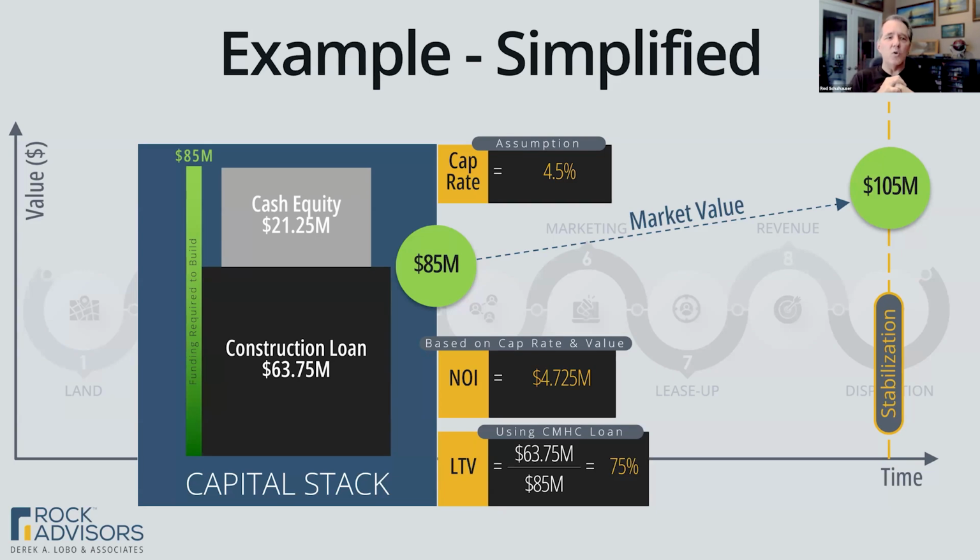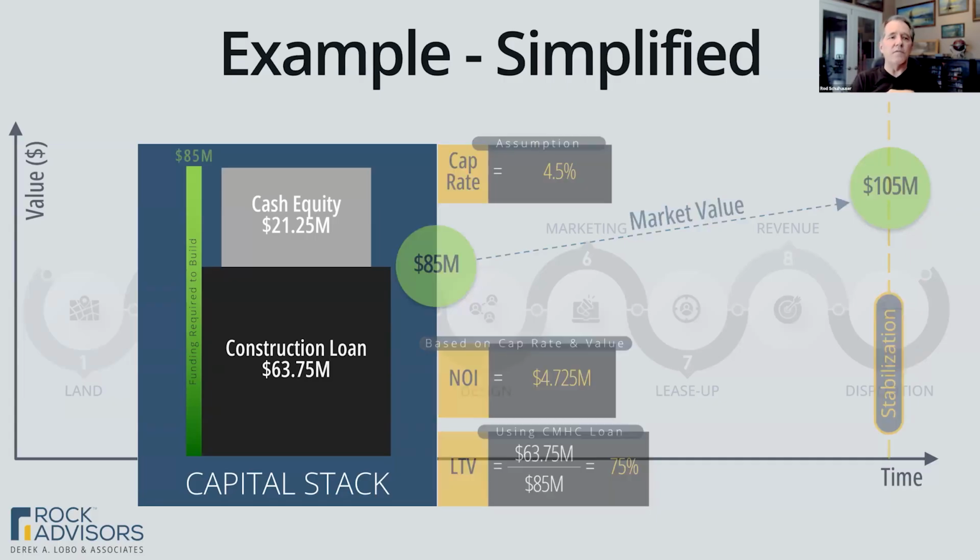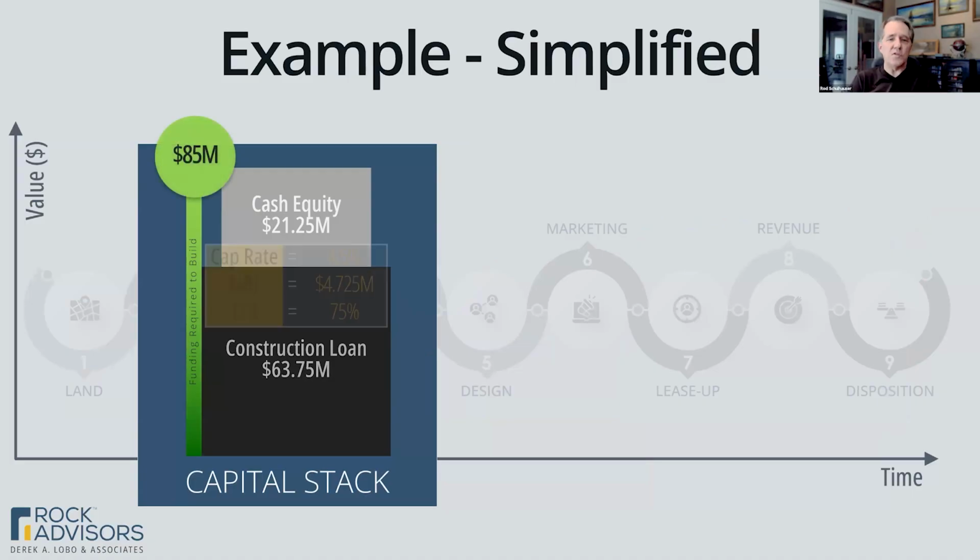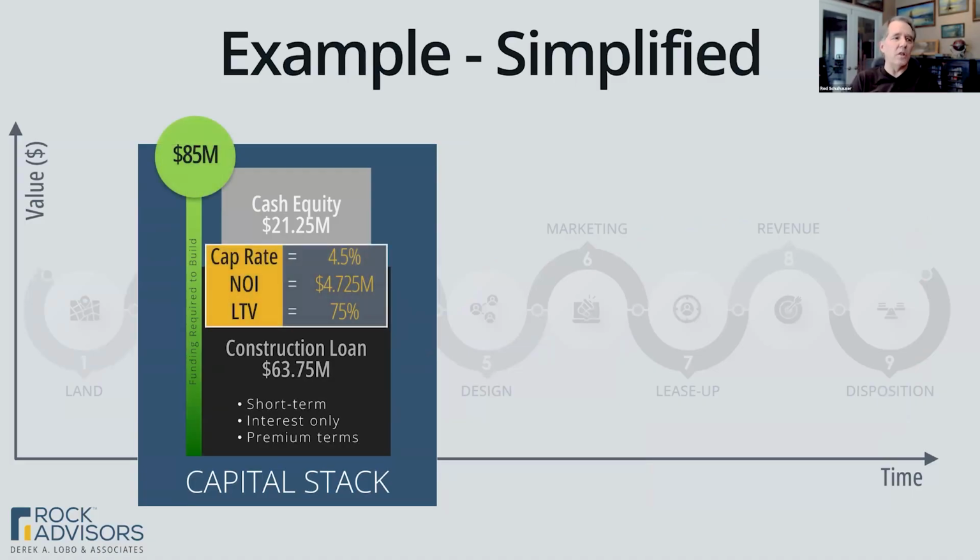Let's look at that loan to value ratio. And we're going to use a CMHC loan, which permits a 75% loan to value. We're going to take our construction loan and divide it by the value of the building, 85 million. And now we have a loan to value ratio of 75%, which is justifying and will work with the loan.